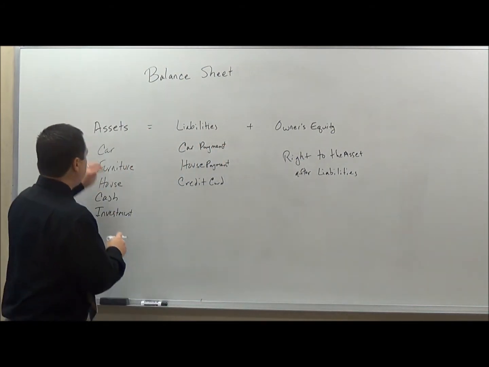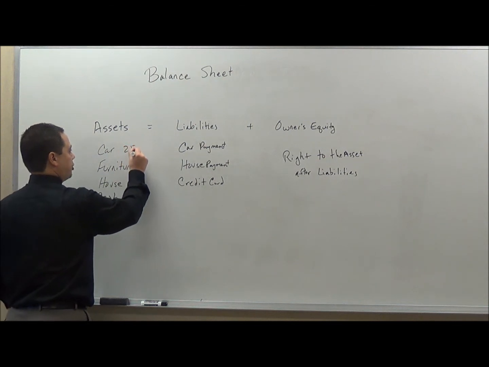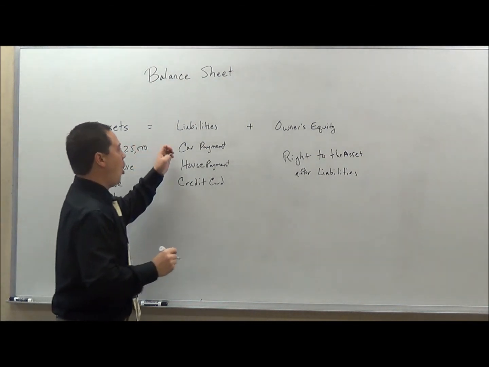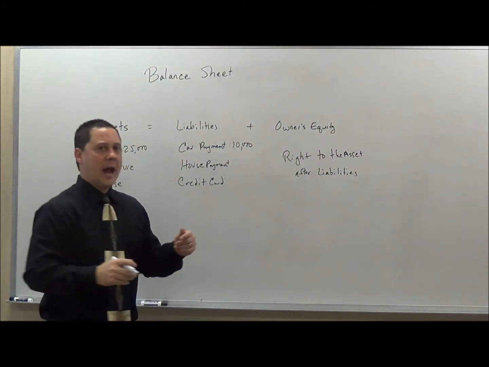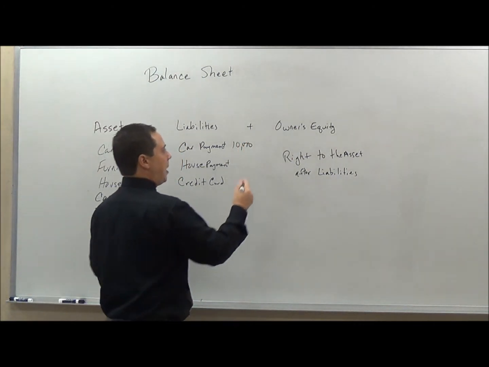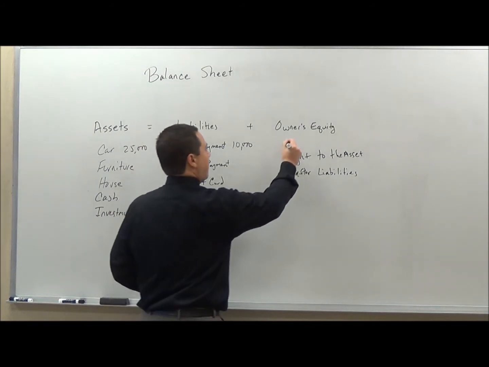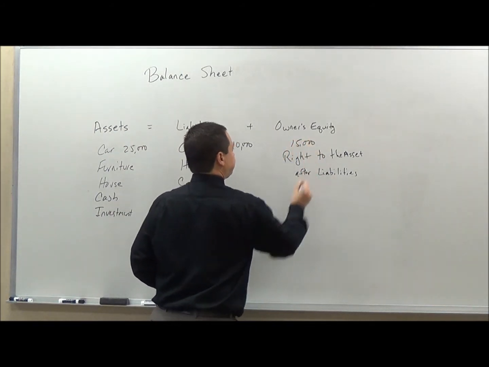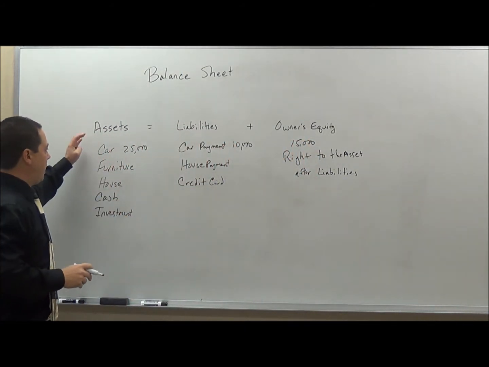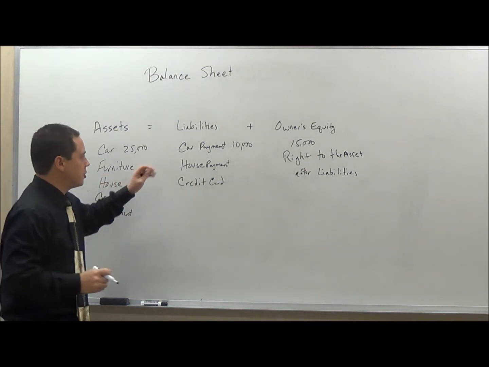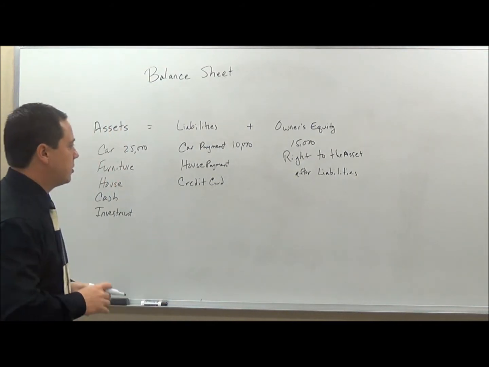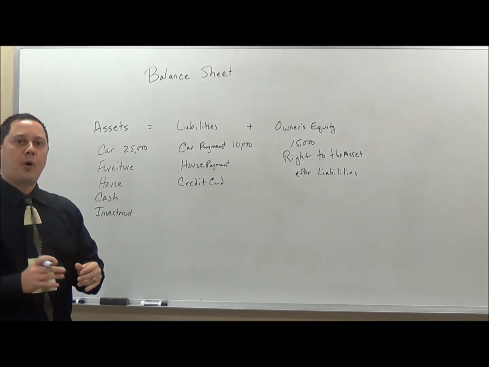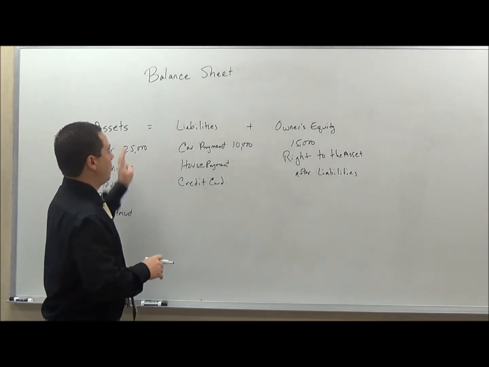So if I have a car for $25,000 and I owe on a car payment $10,000, I still have something left on that, and I have a right to that. My equity in that vehicle is then $15,000. As you can see here, I have that asset, $25,000. I have a car payment of $10,000, then I have owner's equity of $15,000. That gives you a brief overview of what the balance sheet looks like personally.